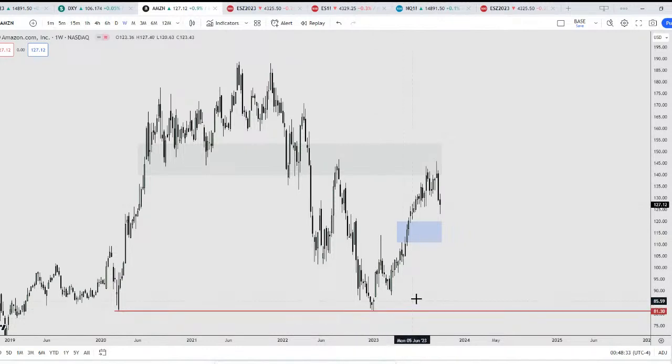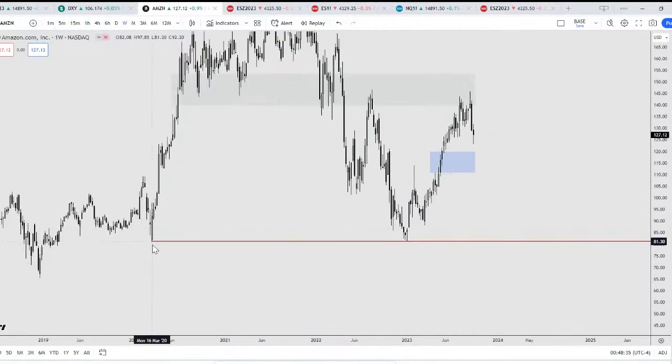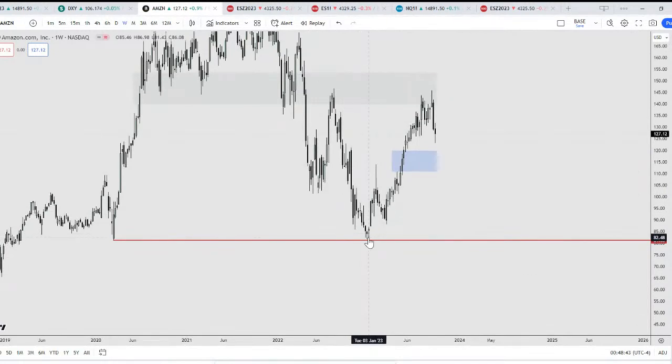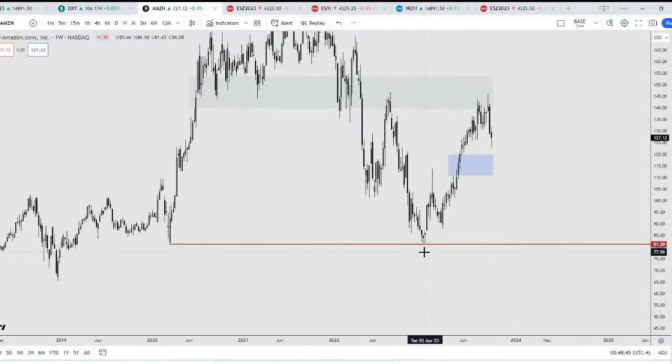81.43, okay, I think these lows are next. These lows will be attacked from my anticipation, because this has not been tagged, right? Look at the low of this candle right here. The low comes in at around 81.43. The low over here, 81.30. So it has not been attacked.